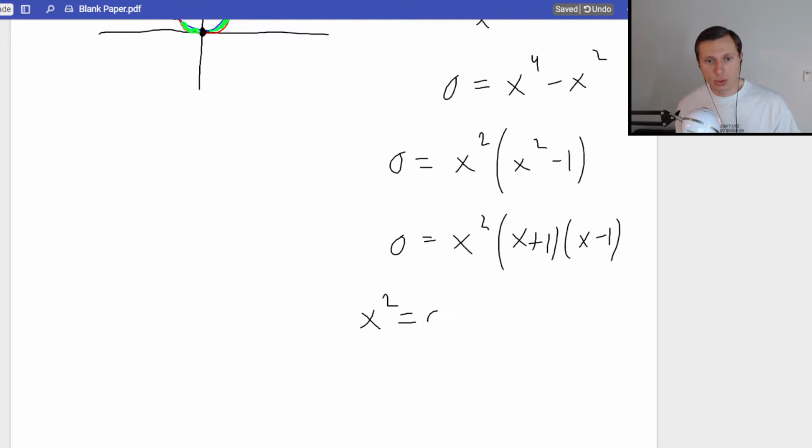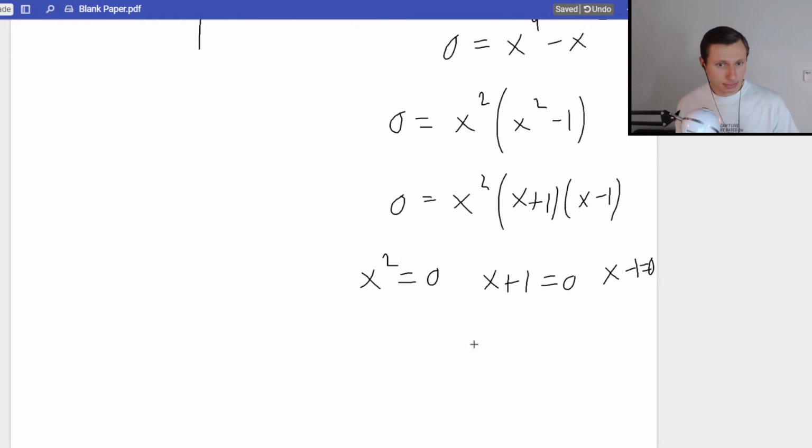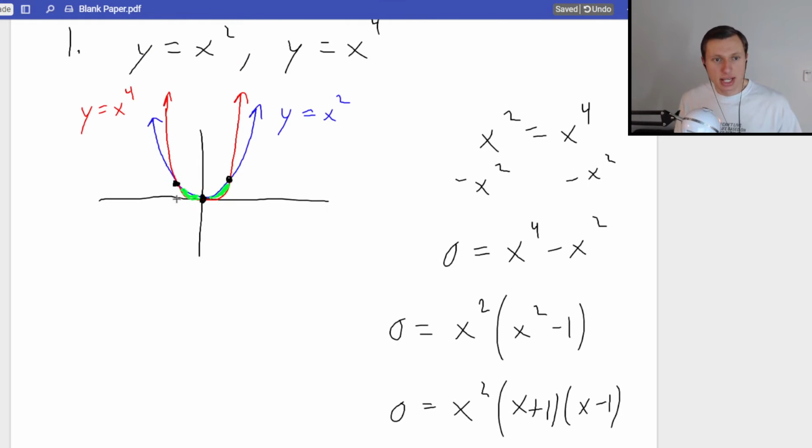I have x squared equals 0, x plus 1 equals 0, and x minus 1 equals 0. Which means I get the following three solutions. X equals 0, negative 1, and positive 1. These are the x points of my intersection points. So look at this. Negative 1 right here, 0 right there, and positive 1 right there. Those are my x points. Any questions so far?